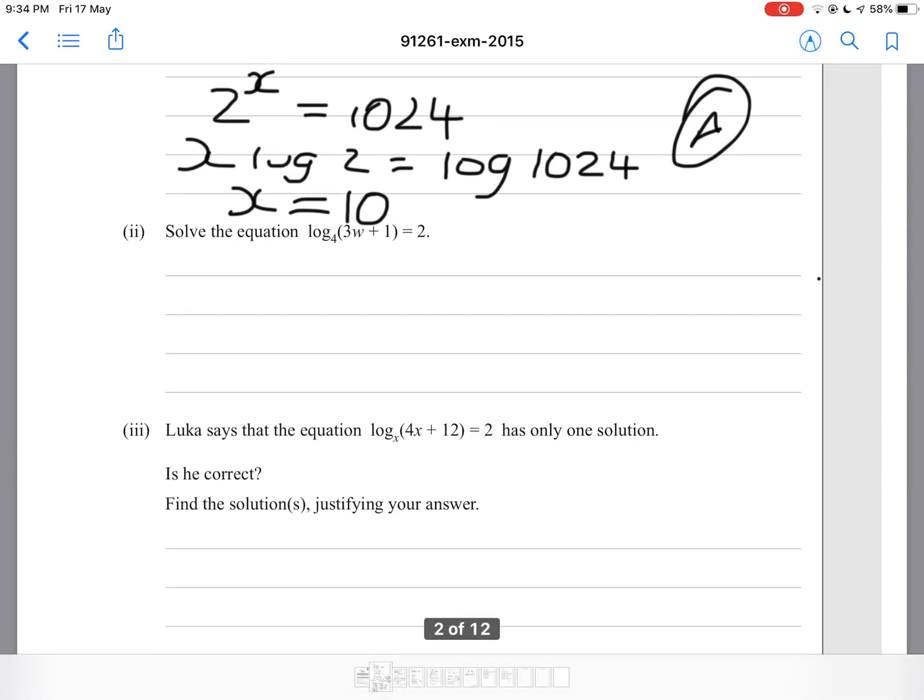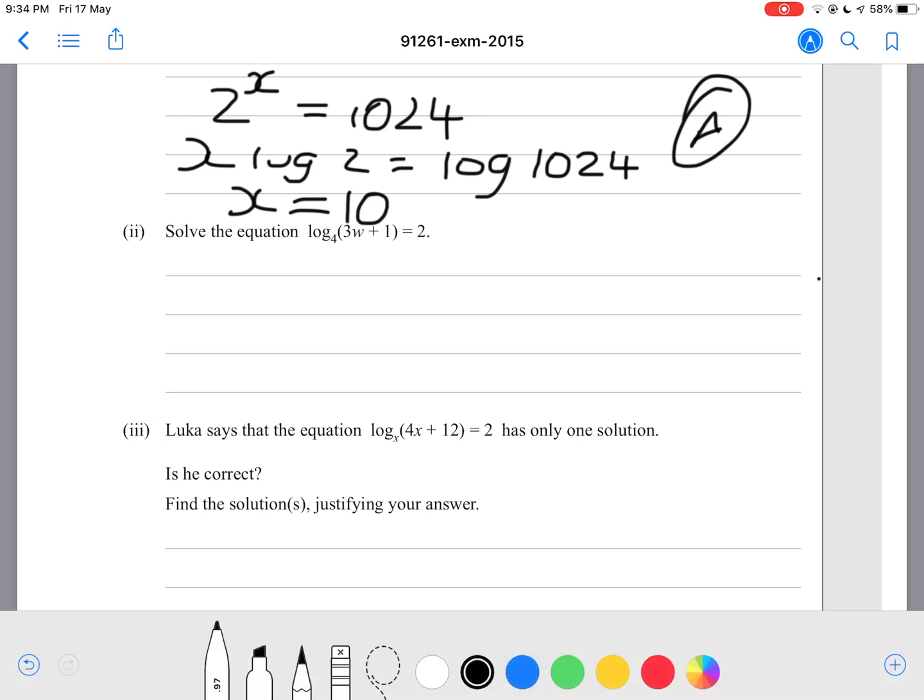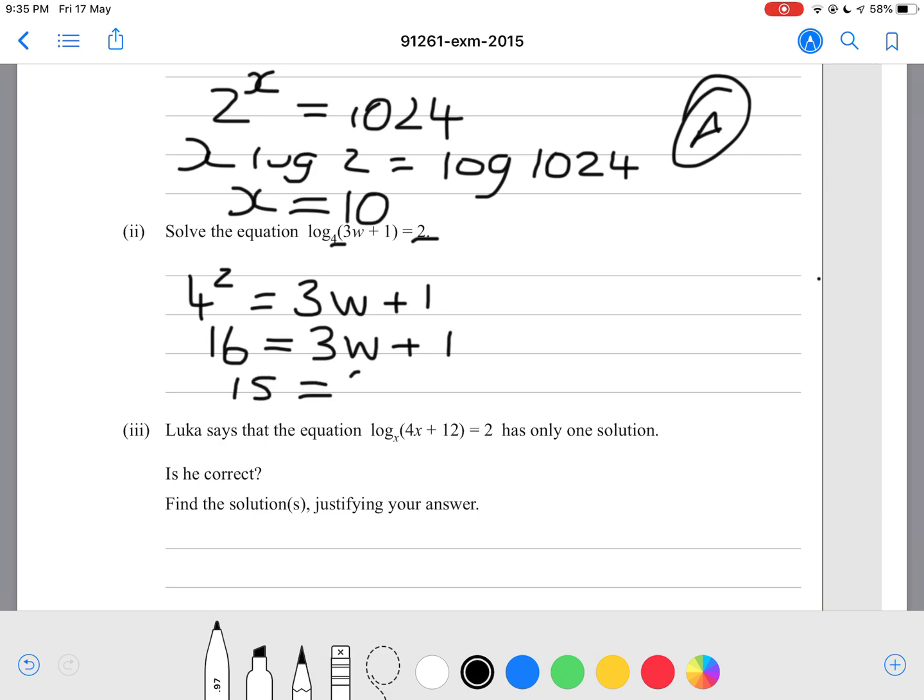Solve the equation log base 4 of 3w plus 1 equals 2. So we're going to say that 4 is the base, 2 is the power, and 3w plus 1 is your answer. So 4 to the power of 2 equals 3w plus 1. So we simplify and say 16 equals 3w plus 1. 15 equals 3w, and therefore 15 divided by 3, so w equals 5.